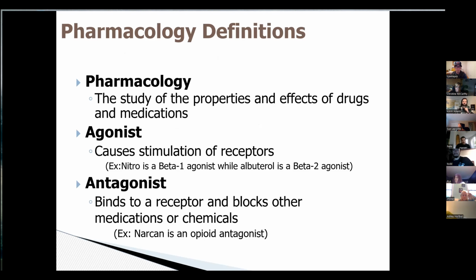We are going to be talking about pharmacology in general, which is just the main broad term for the study of the effects of drugs and medications. Some of the other vocab we're going to be mentioning: agonists, which are a type of medication that is going to stimulate a response, or stimulate the receptors, whereas an antagonist is going to block and bind other receptors, stopping them from being stimulated.